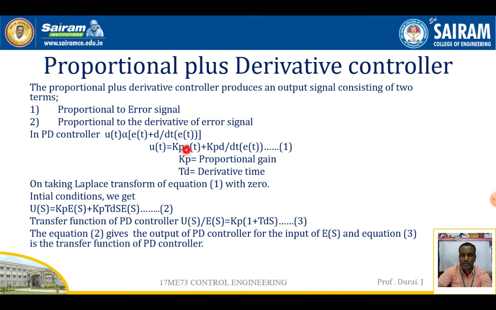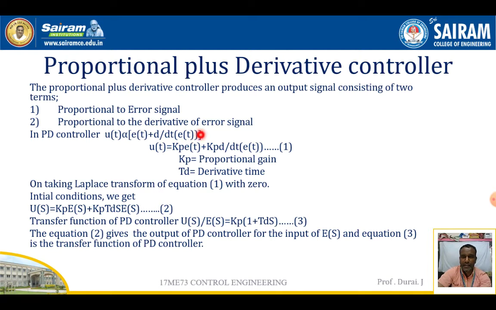Then comes the proportional plus derivative controller. Just like the proportional plus integral controller, here also the output signal consists of two terms: one proportional to the error signal and one proportional to the derivative of the error signal. We can also call it the PD controller. So u(t) is proportional to e(t) plus d by dt of e(t).